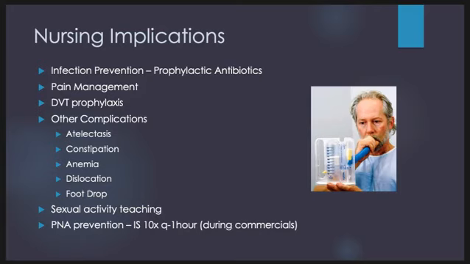Other complications that can occur include atelectasis. This is a reversible collapse of a part of the lung, and basically using incentive spirometry is important to help fully expand these lungs and exercise them. So encouraging patients to use it is important after surgery.